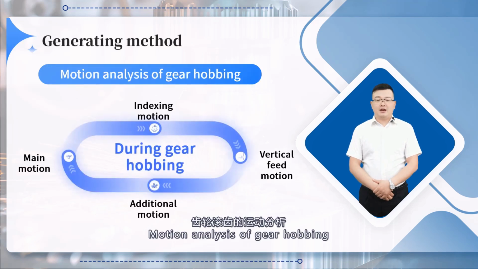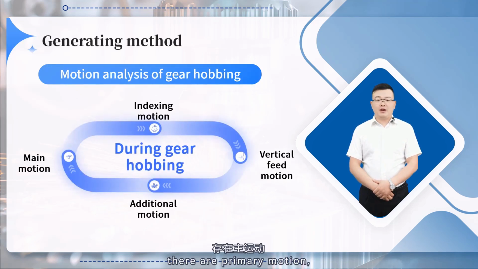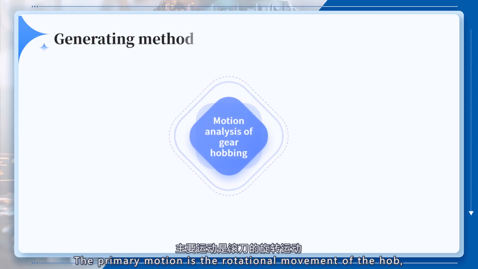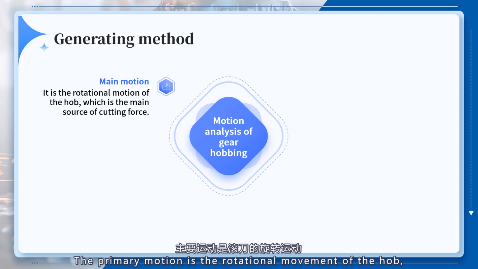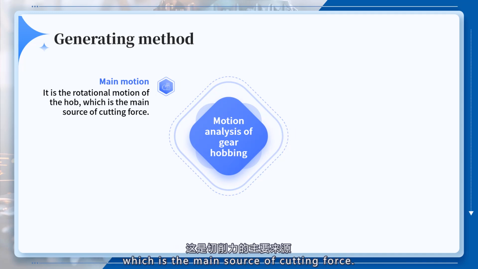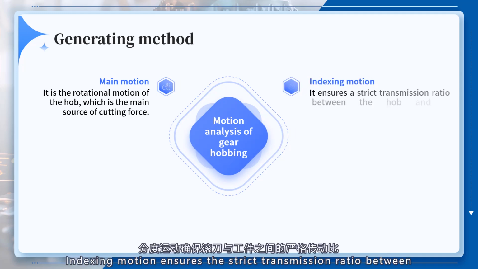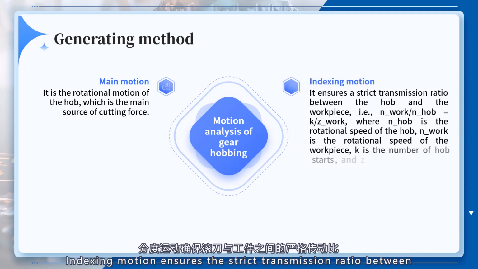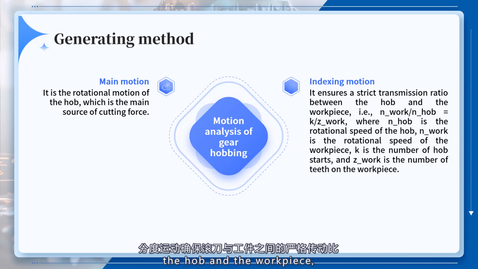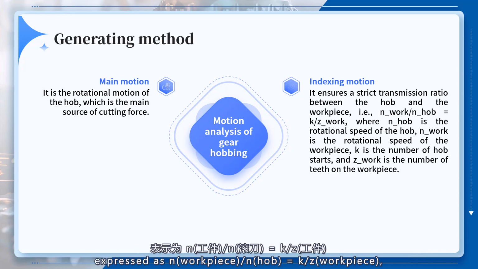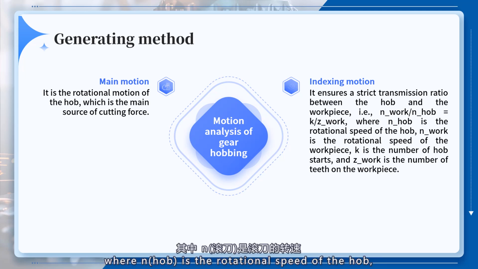Motion analysis of gear hobbing. During gear hobbing, there are primary motion, indexing motion, vertical feed motion, and additional motion. The primary motion is the rotational movement of the hob, which is the main source of cutting force. Indexing motion ensures the strict transmission ratio between the hob and the workpiece, expressed as n_workpiece divided by n_hob equals K divided by Z_workpiece, where n_hob is the rotational speed of the hob.